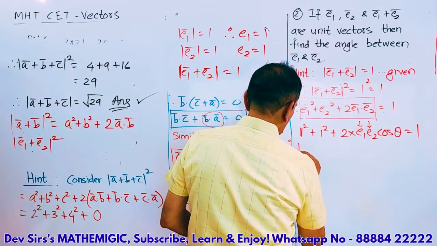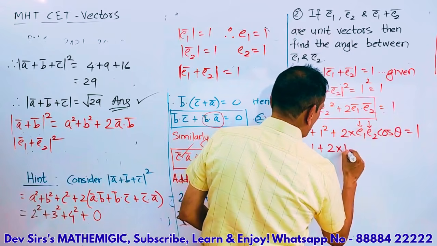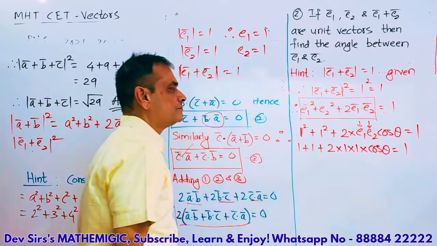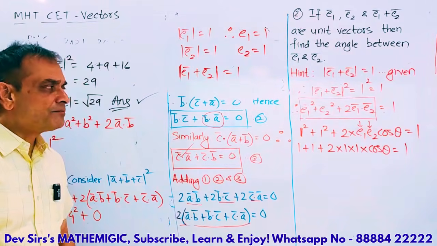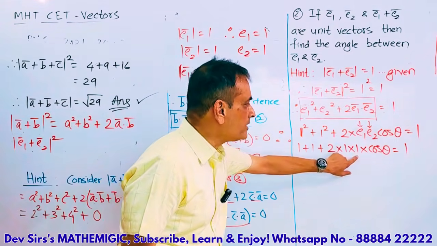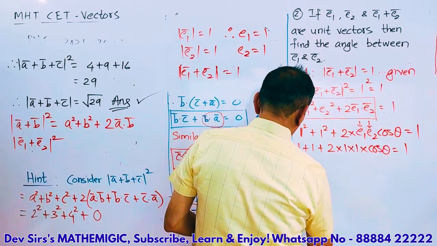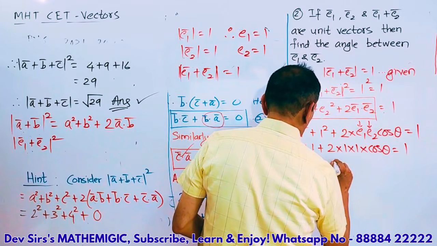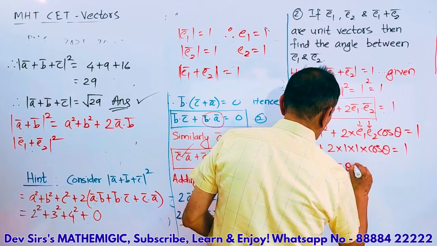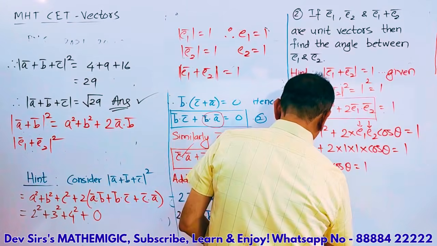So 1 squared is 1 plus 1 plus 2 into, now you can write 1 here, cos theta equals 1. E1 bar dot E2 bar is E1 E2 cos theta. E1 is 1, E2 is 1. They are unit vectors. Simplify. 1 plus 1 is 2. 2 into 1 into 2 cos theta. Keep 2 cos theta on the left hand side.